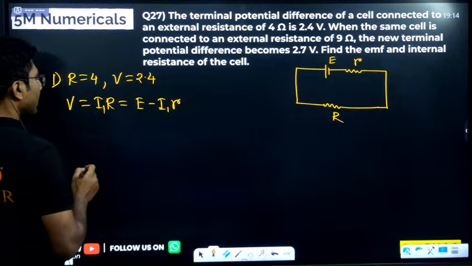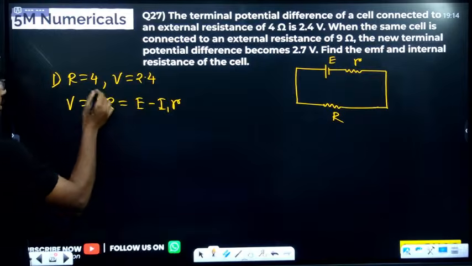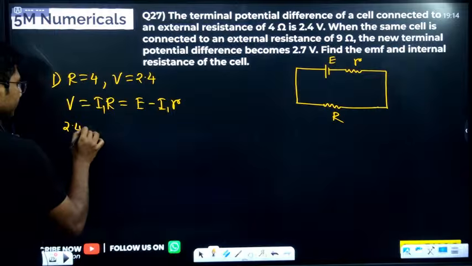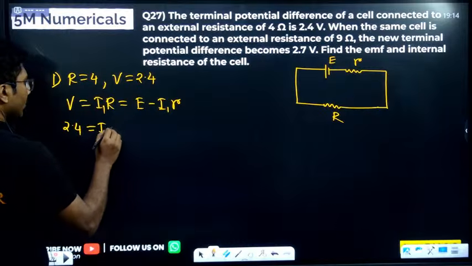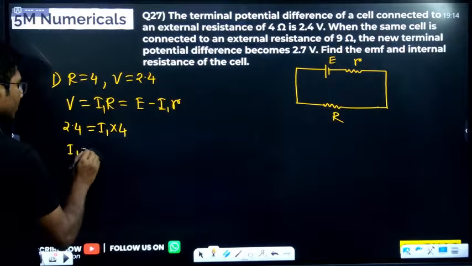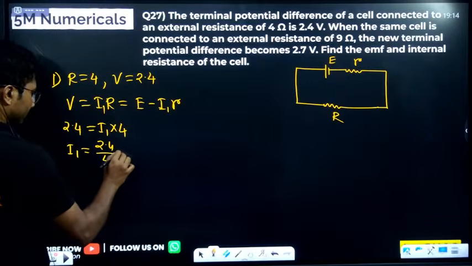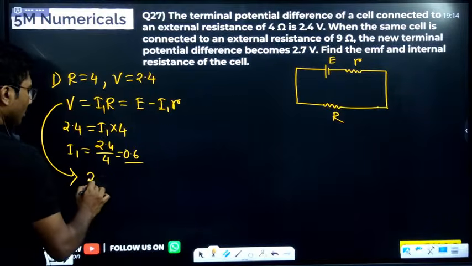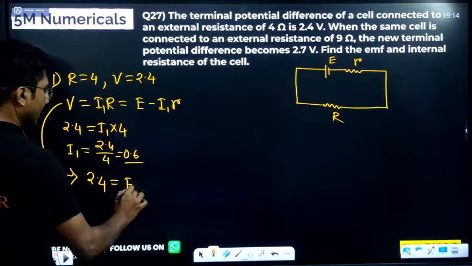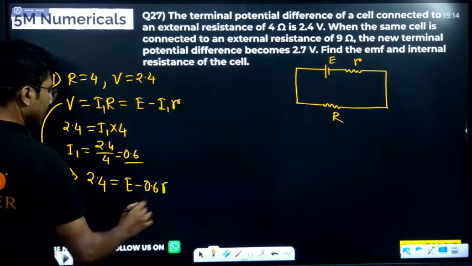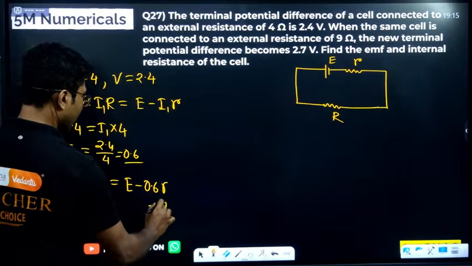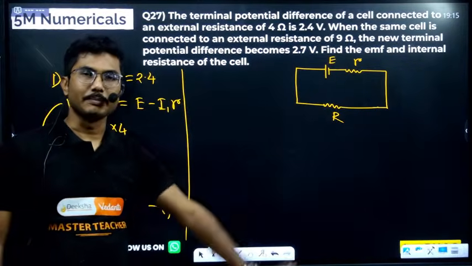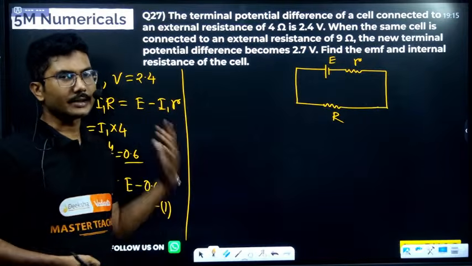R value is given and I1 R together is also given, so we can calculate I1 itself. So 2.4 equals I1 into 4, so I1 equals 2.4 by 4, that is 0.6. Now we will go back to this equation once more. We will write 2.4 equals E minus 0.6 r. This is my equation 1. Now we will form the same equation again using the second given information. So basically you have to construct two equations and solve it.